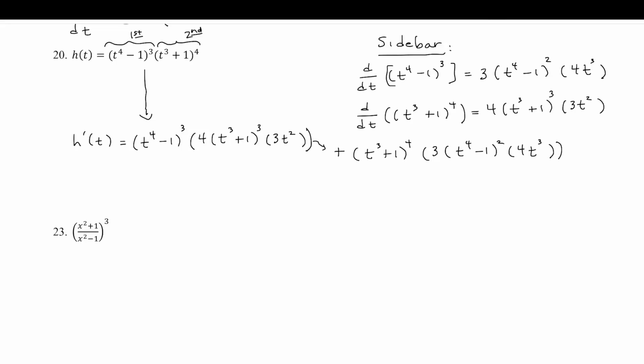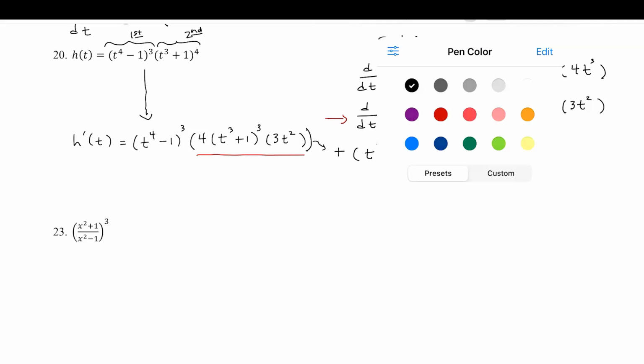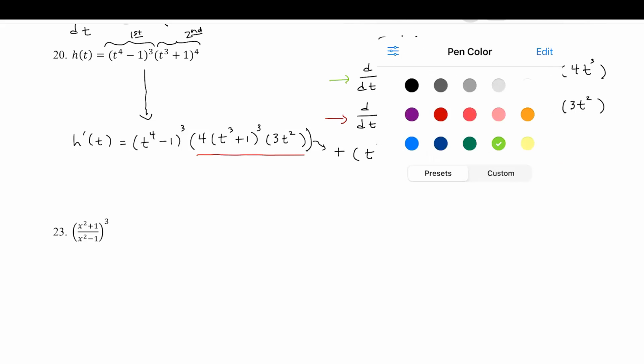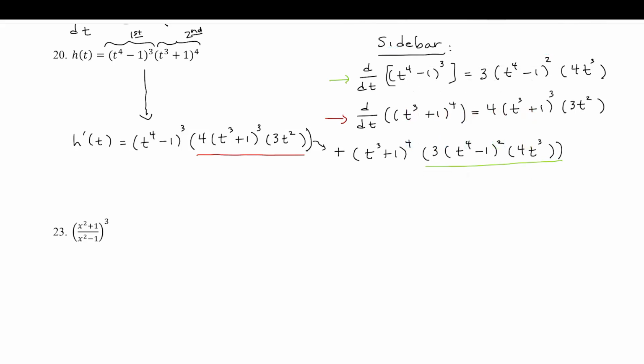So I have, whoops, I'm missing a parenthesis here. First times derivative of the second, and again, the derivative of the second I figured out in my sidebar, and the derivative of the first I figured out in my sidebar, so I just substituted them right in. So I'm using the product rule and the chain rule at the same time.